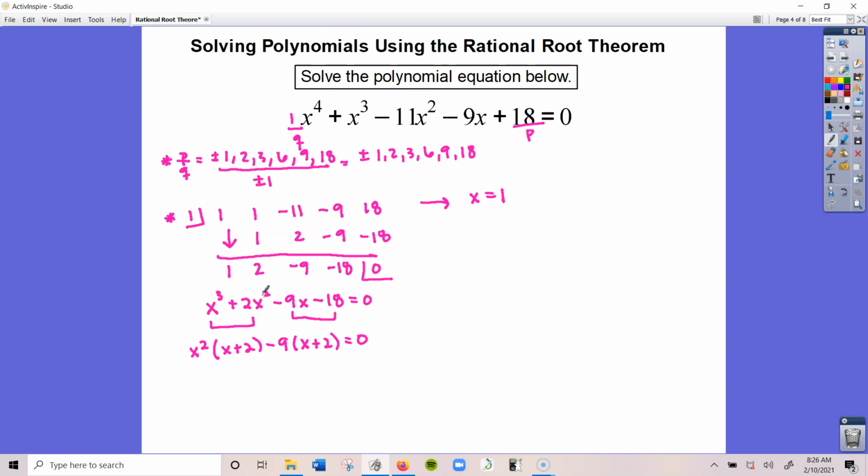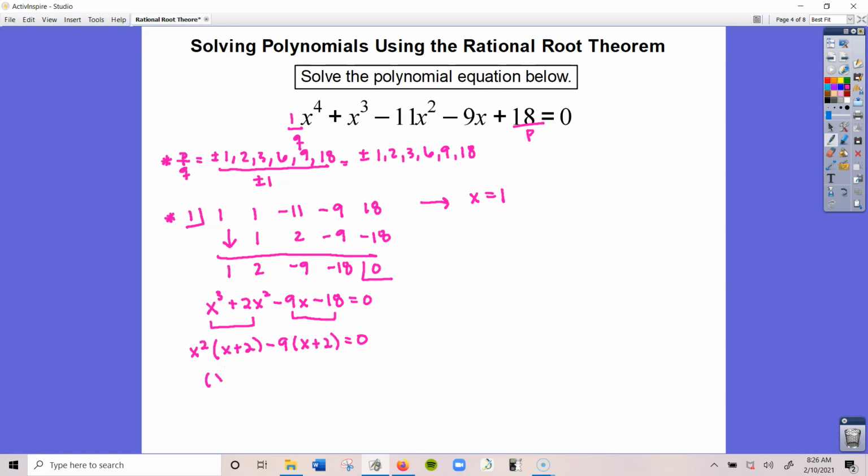Let's say in the event that you were to do this and you were not able to factor by grouping, then you would have to pick another number from your list here to test it, but you would test it using these new numbers down here, rather than numbers of the new polynomial. So let's continue with this problem.